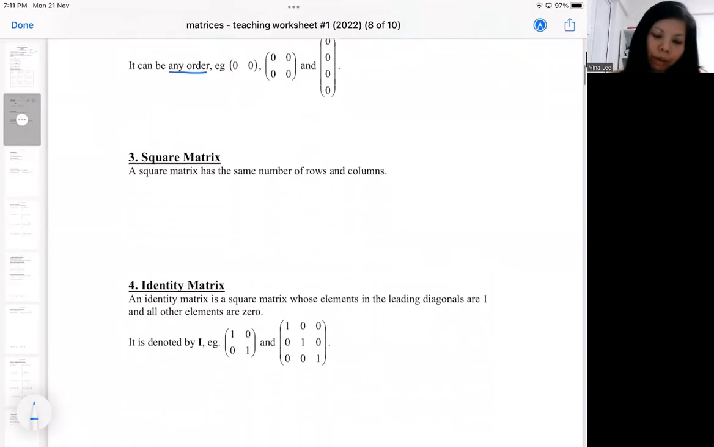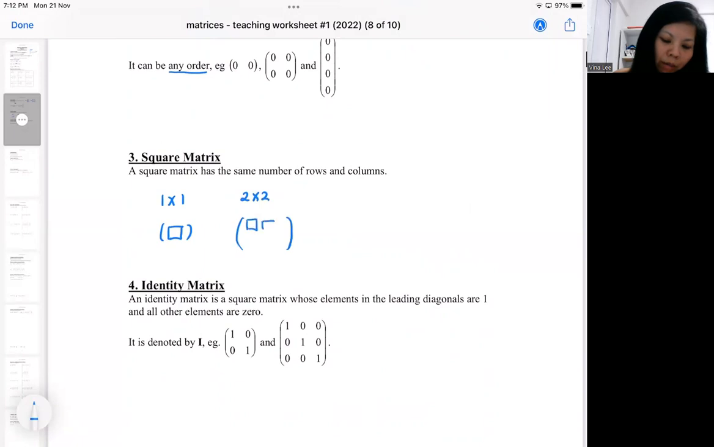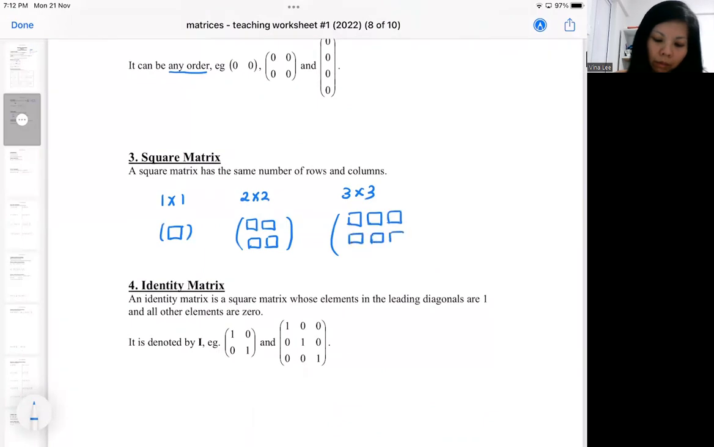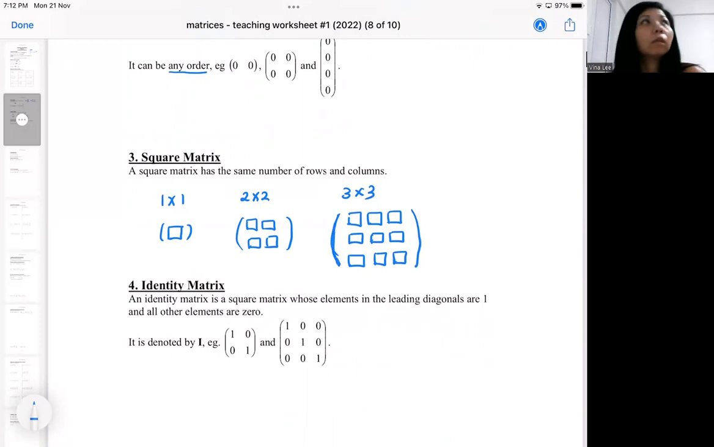A square matrix will have the same rows and columns, so it behaves like a square. Like the 1 times 1 matrix, where there's only one number, 2 times 2 matrix. 2 times 2 matrix will be quite common. So this is a 2 times 2 matrix. 3 times 3 matrix. 4 times 4 matrix. In O-level syllabus, we don't actually go beyond 3 times 3. If you progress to JC, then you will have bigger matrices.